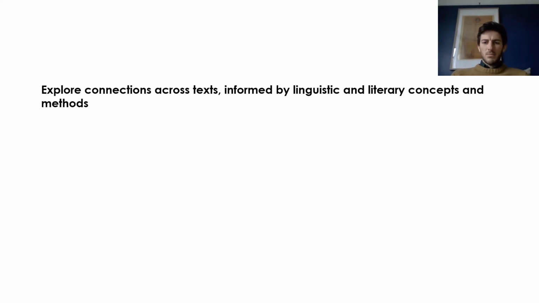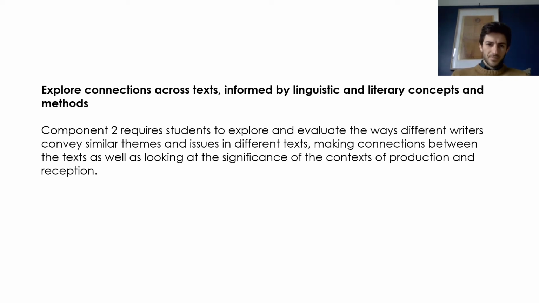Now, this is what the exam board says. You need to explore connections across texts, informed by your linguistic and literary concepts and methods. Now, what does that mean? Component 2, which is what you're doing, requires students to explore and evaluate the ways different writers convey similar themes and issues. So, different writers, similar issues, in different texts, making connections between the texts, as well as looking at the significance of the context of production and reception. What does that mean, the context of production and reception?